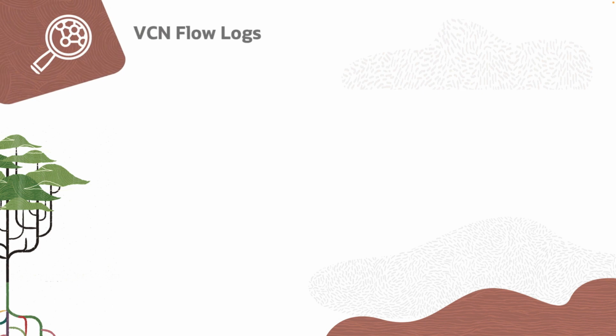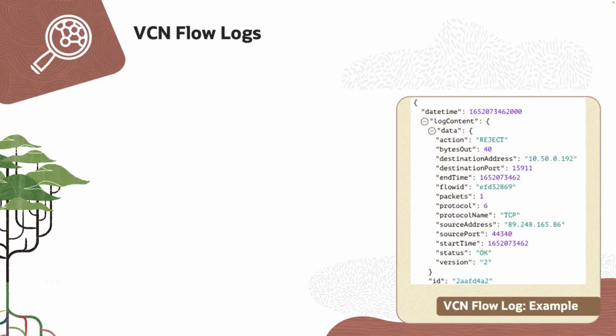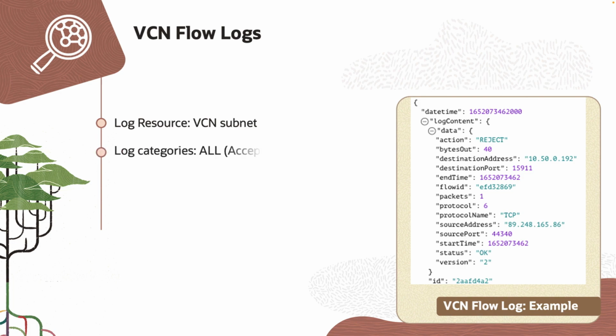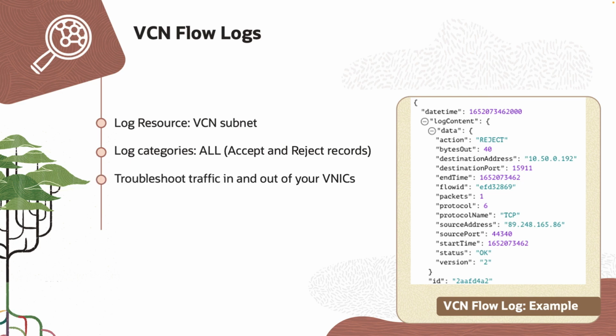VCN flow log is a critical service log, and that is used for security, monitoring, and troubleshooting your network. The log resource here is the VCN subnet, and that means you're enabling logging on the given subnet. The VCN log records contain accept and reject records. It gives you details about traffic flow in and out of your VNICs that are attached to your instances. And this would help you to troubleshoot if there are any connectivity problems.